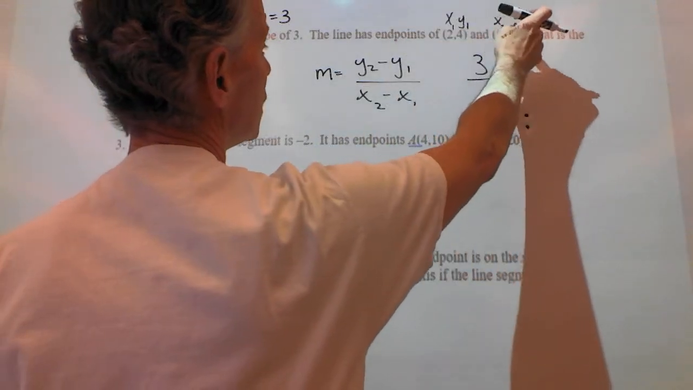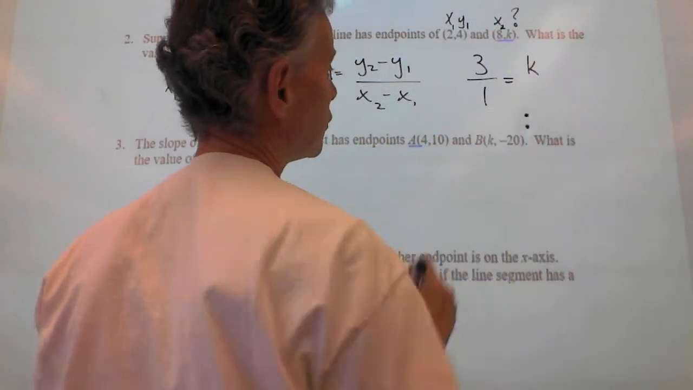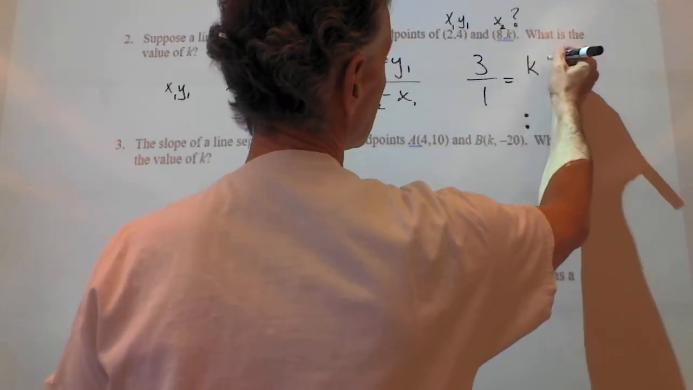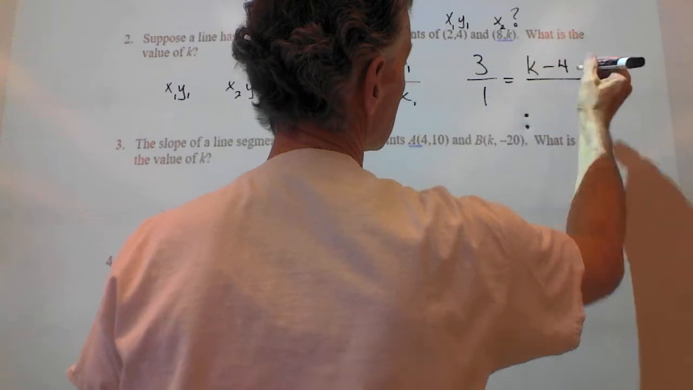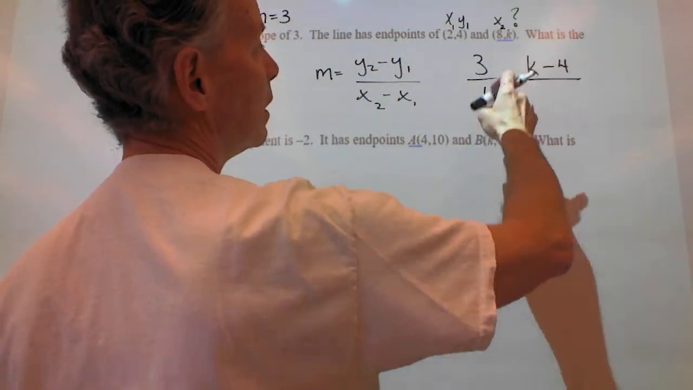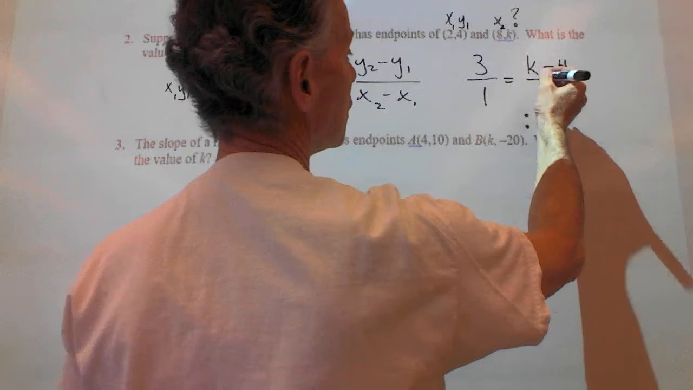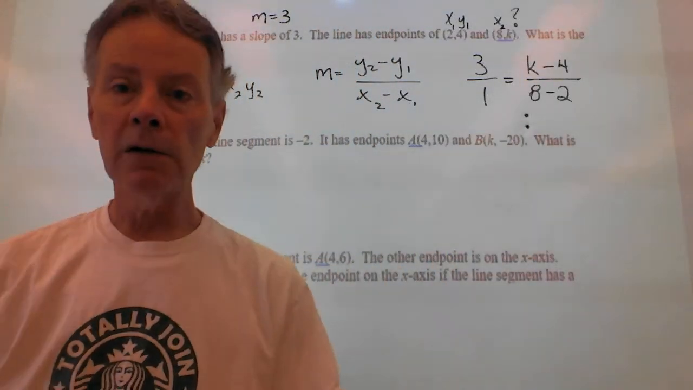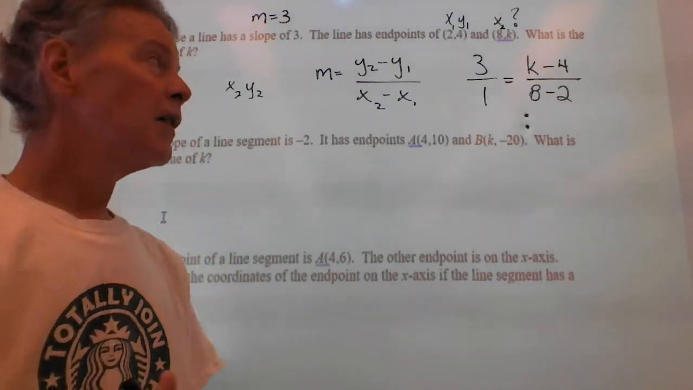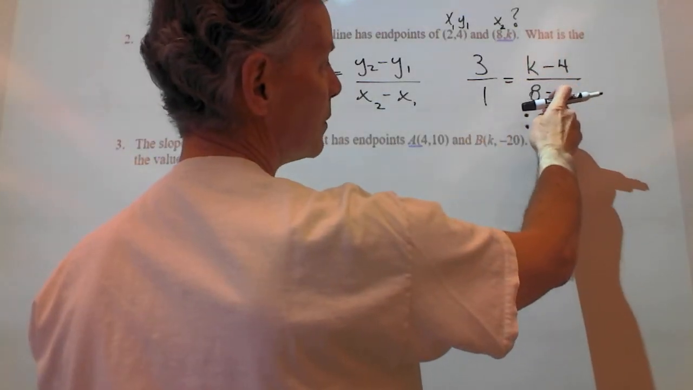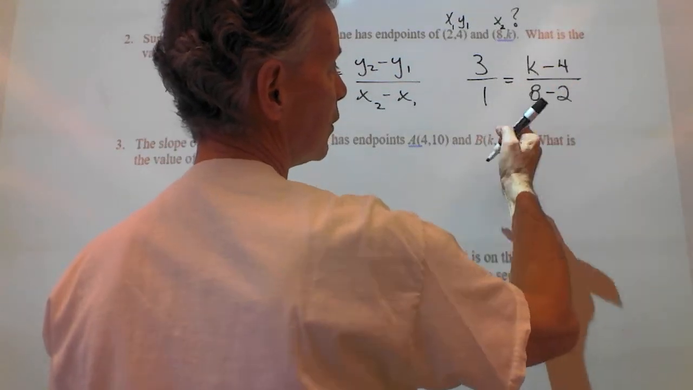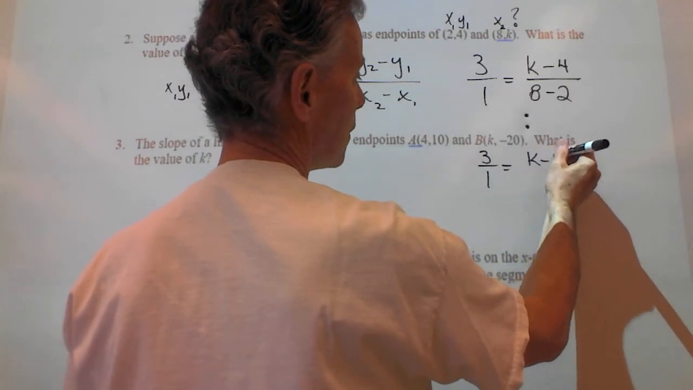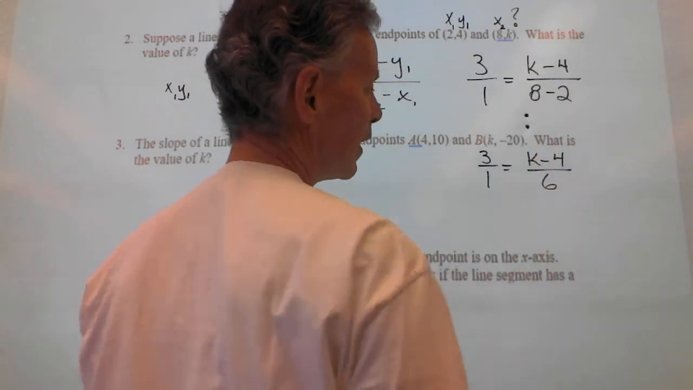Our y2, remember, is unknown. We'll just call it k, because that's what they called it. Our y1 is 4, so we get k minus 4. On the bottom, x2 minus x1, we get 8 minus 2. Okay? So let's simplify this. We can simplify the bottom. 8 minus 2 is 6. So we end up with 3 over 1 equals k minus 4 over 6.